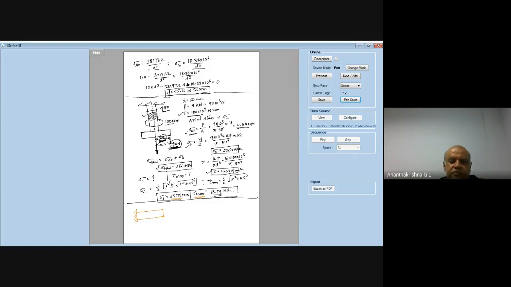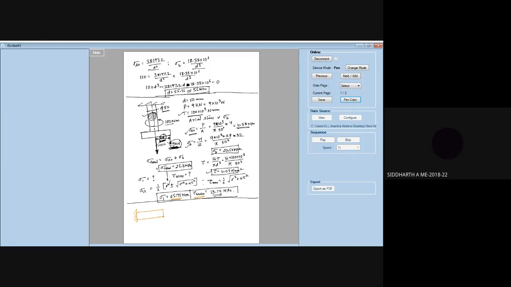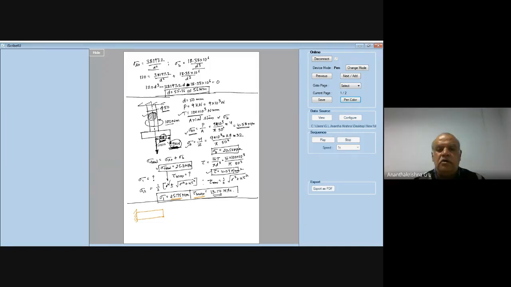Siddharth A, you are there? Yes, sir. Please read the problem. A machine element in the form of a cantilever beam has a rectangular cross section of depth 200 mm. This beam is subjected to an axial tensile load of 60 kilonewton and a transverse load of 50 kilonewton acting downwards at the free end of the beam, which has a span of 800 mm. Selecting an appropriate material for the beam and assuming a suitable value of factor of safety, determine the width of rectangular cross section.